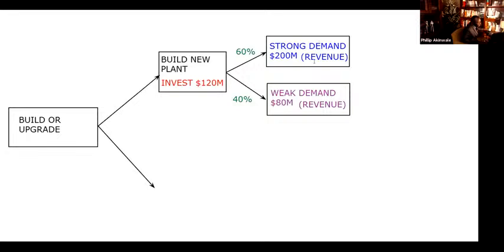So taking a look at the strong demand, let's say you get 200 million and you invested 120 million. What would your profit be? Thank you, 80 million. Thank you, Jan. Thank you, Krishnan. That's what I'm looking for. Very good. So guys, you need to always ask, what's the profit? The profit is 80 million.